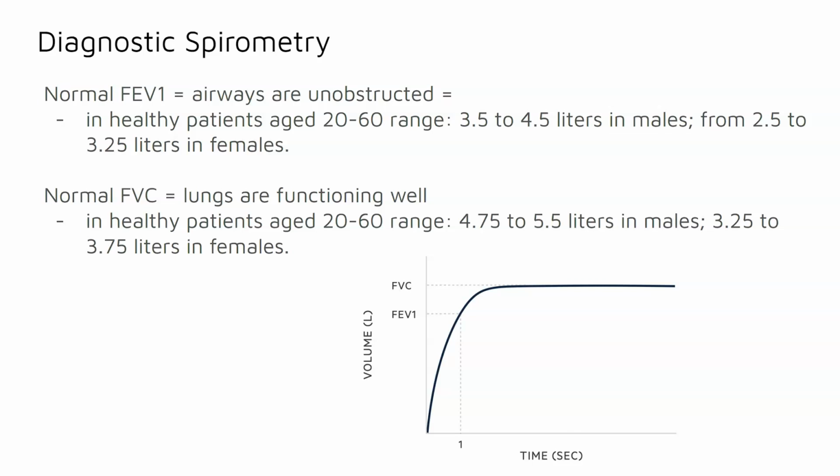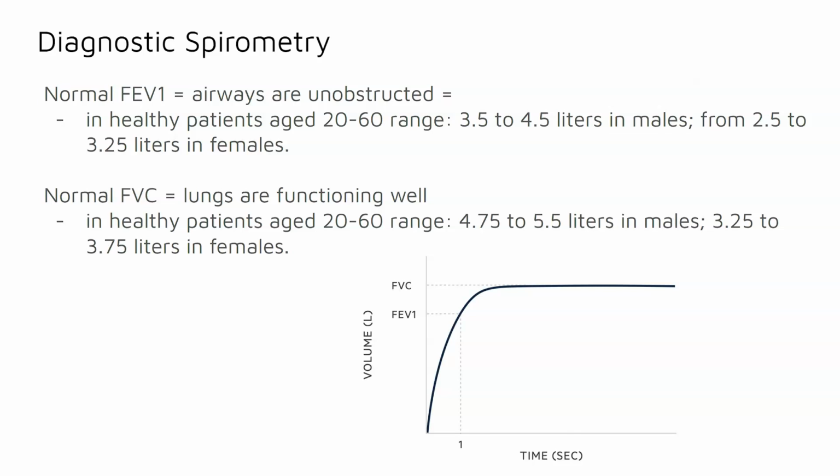But a normal FEV1 would indicate that the airways are unobstructed, meaning that the breath that I take can leave my lungs quickly and in a timely fashion because there's nothing in the way for it to go through. In healthy patients, this would be about 3 to 4.5 liters in males. Sometimes 3.5 is the minimum cutoff. We're always going to think about this like an 80% rule. So even if we're outside the normal range, if we're within 80%, that's still pretty good.